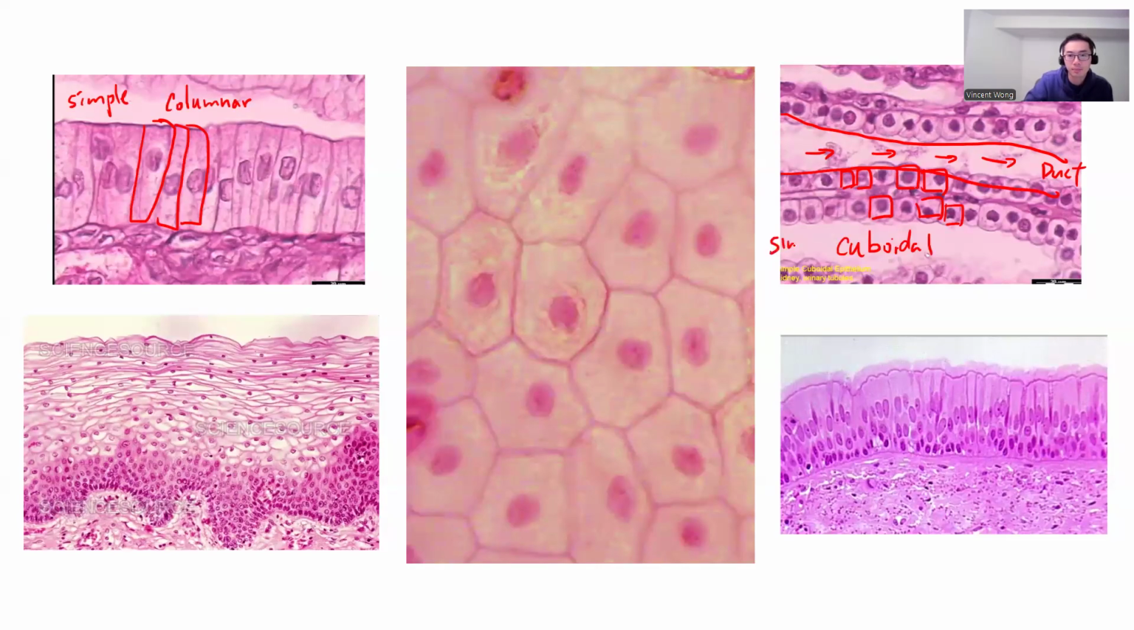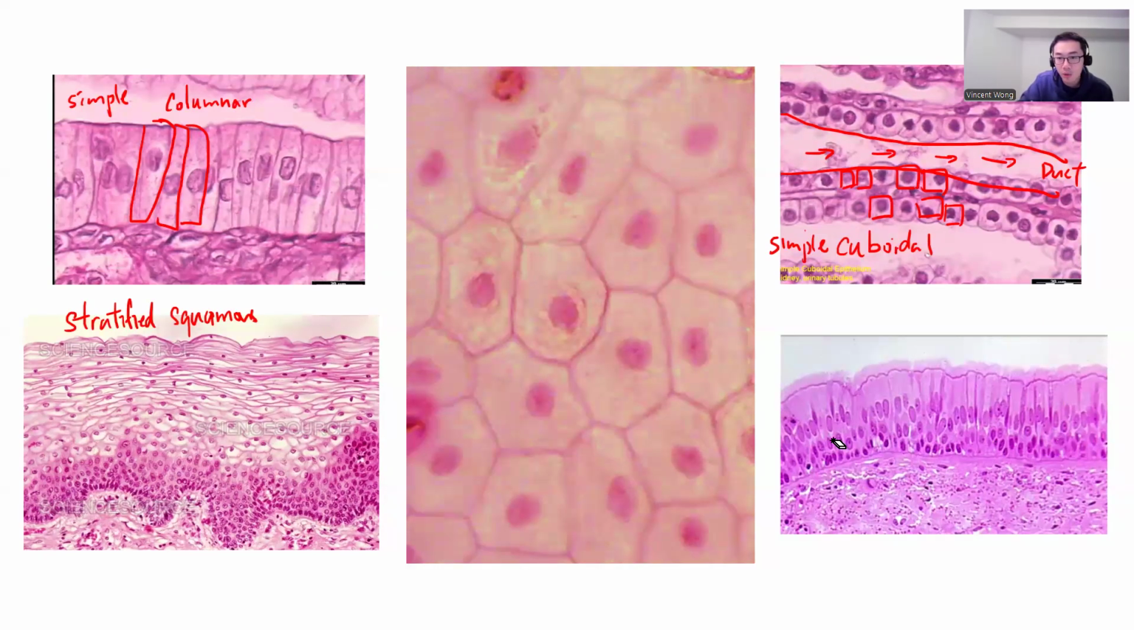Okay, this is also simple, one layer. How about this? Okay, look, this is like so many layers, so many layers. Stratified squamous, which again is good for protection against wear and tear. You will find it at the bottom of your feet, the palm of your hand, inside of your mouth, esophagus, that kind of stuff.